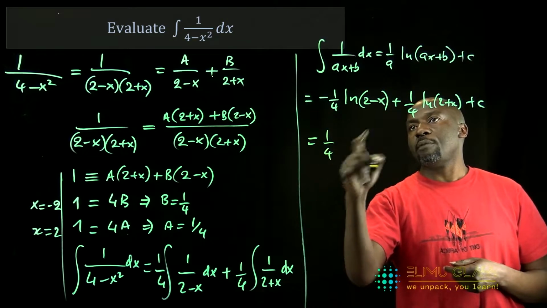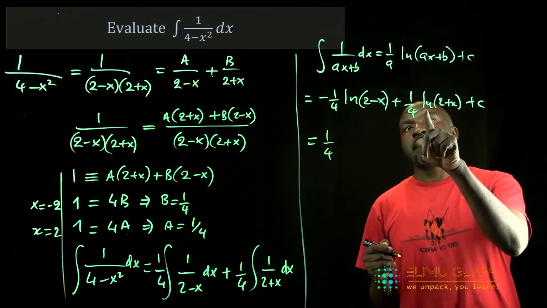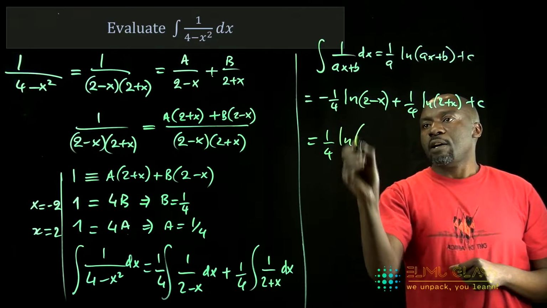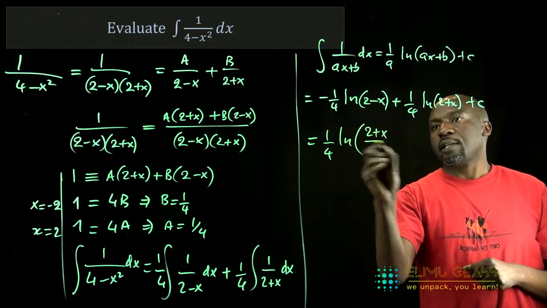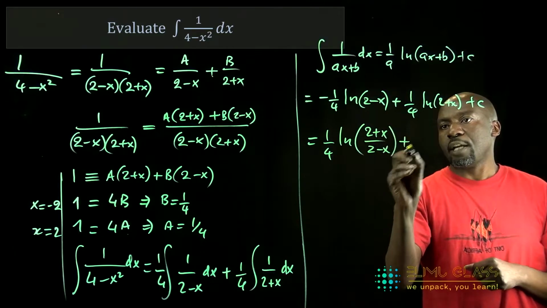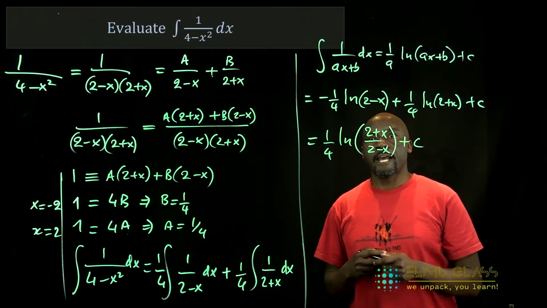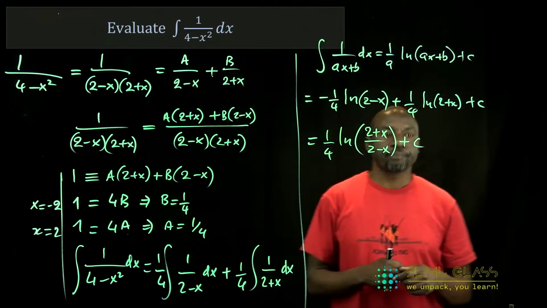1 over 4 is common, so it goes out. This ln is added, that one is subtracted, and that means this is ln of 2 plus x over 2 minus x, everything plus c, and that becomes the answer to this integral. Okay, let's look at the next.